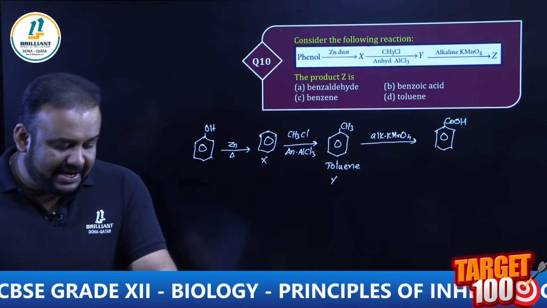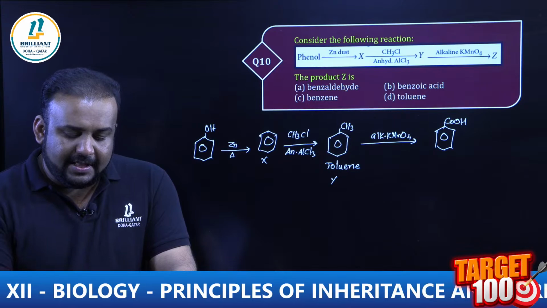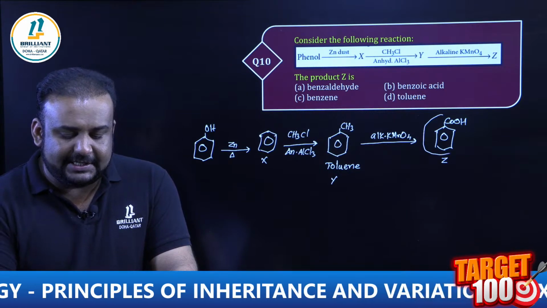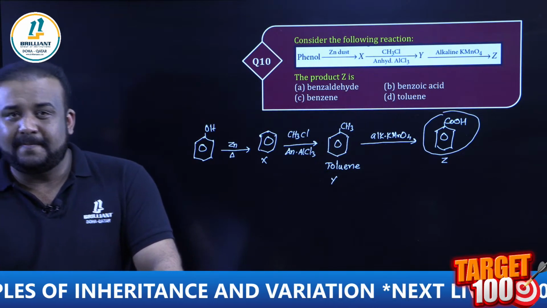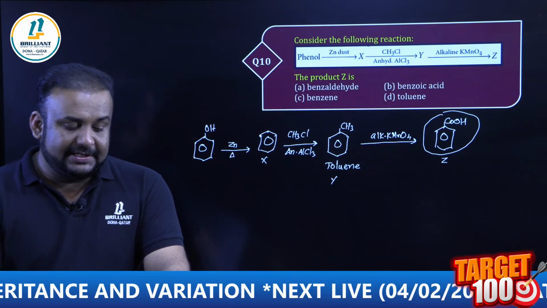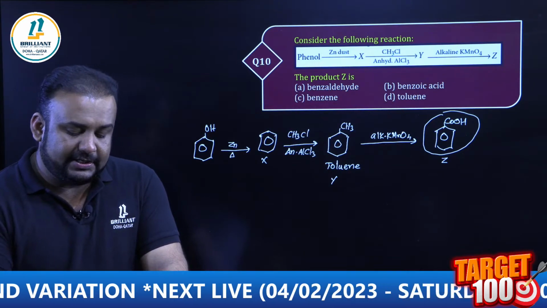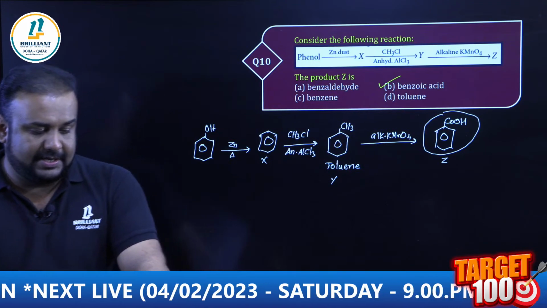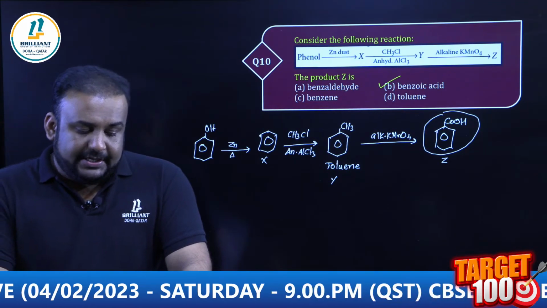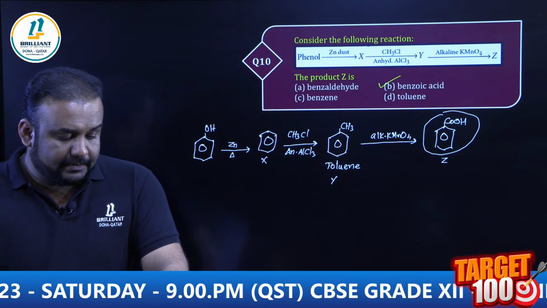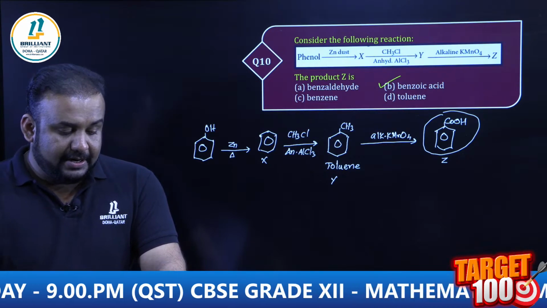So what are we going to get here? The final compound Z is this. What is the name of this compound? Yes, it is benzoic acid. Excellent. Benzoic acid. Right, very good. Yes, Adil, very good.